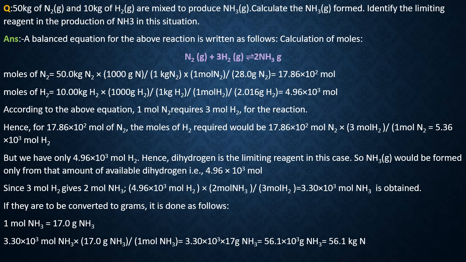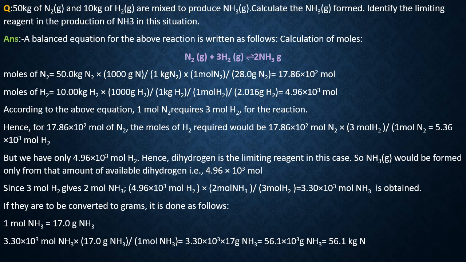Here are a few examples on limiting reagent. First example: nitrogen and hydrogen are reacting to produce ammonia. The question is, calculate the ammonia formed and identify the limiting reagent in the production of ammonia in this situation.